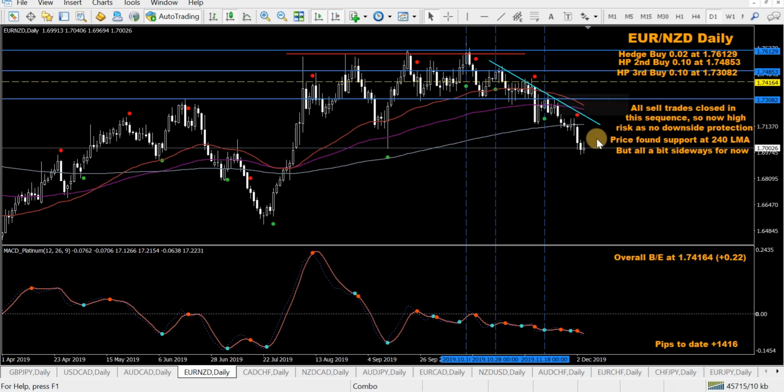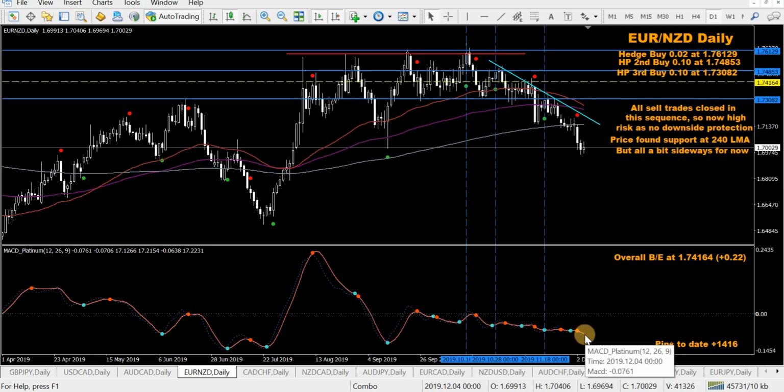So I'm in 3 buy trades, very high risk. Look, don't do this if you're not a confident trader. I've got a few pips in the bank, but at the moment all those pips probably wiped out if I closed all those trades. The MACD Platinum's basically stayed below the zero level for a long time, which is highly unusual, and this thing's been just skidding down.